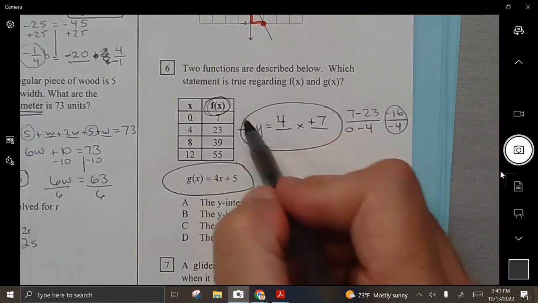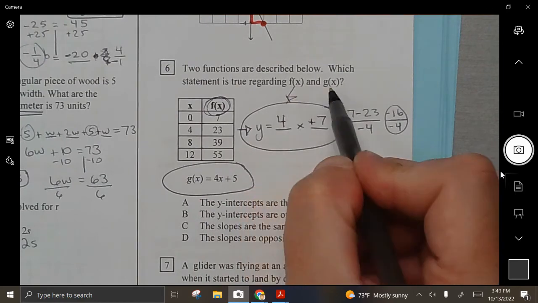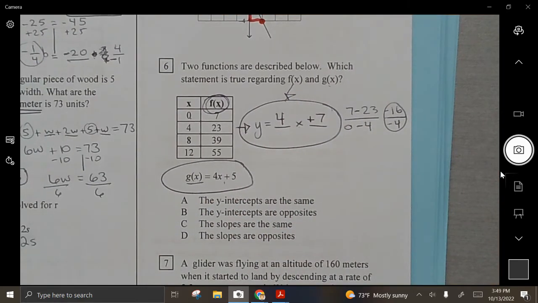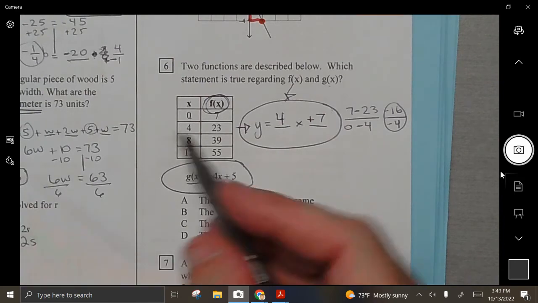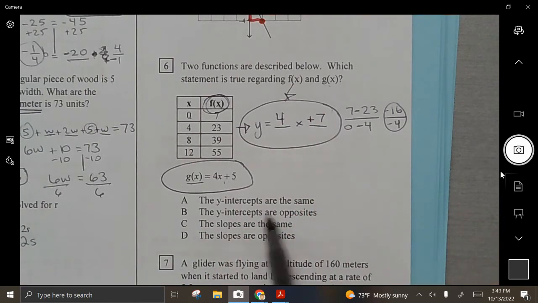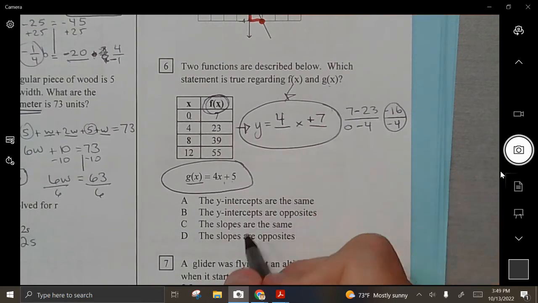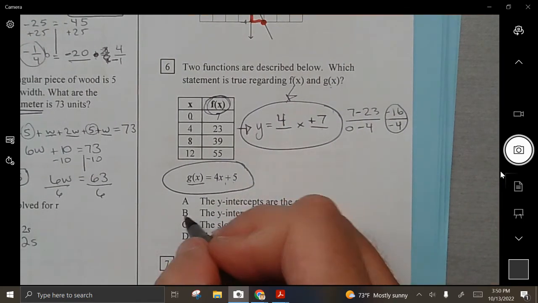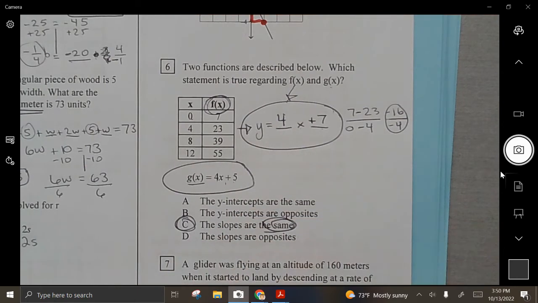So I have this, and I have this. This is f of x. This is a different function. G of x is here. That's what it's telling you. All right, that's another way that they show different functions. Are the y-intercepts the same? No. Are the y-intercepts opposites? No. Are the slopes the same? Yes. Are the slopes opposite? No. Slopes are the same. Okay?